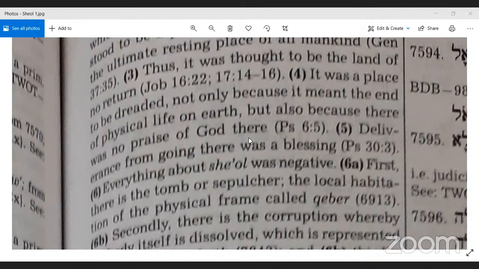Right. So, in other words, what this is saying is, at the end of physical life, there is no more praise of the Most High. So our consciousness will not give the Most High praise anymore. That's according to them, what they're saying. That's right. That's what I was getting ready to say, according to this.